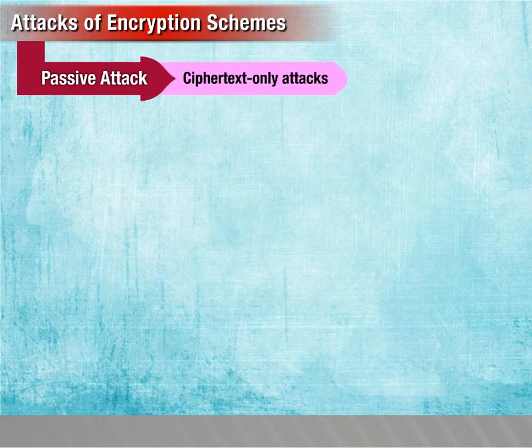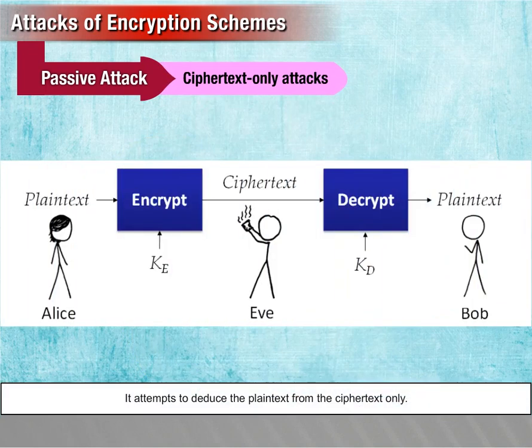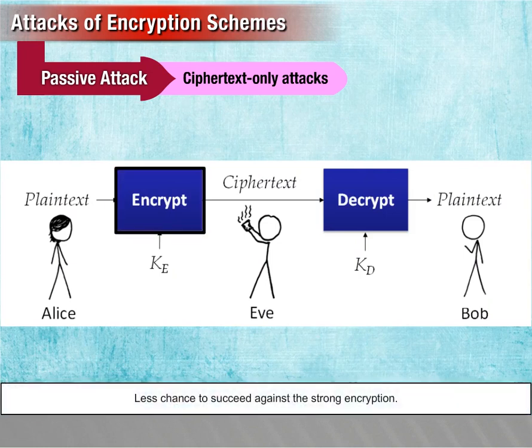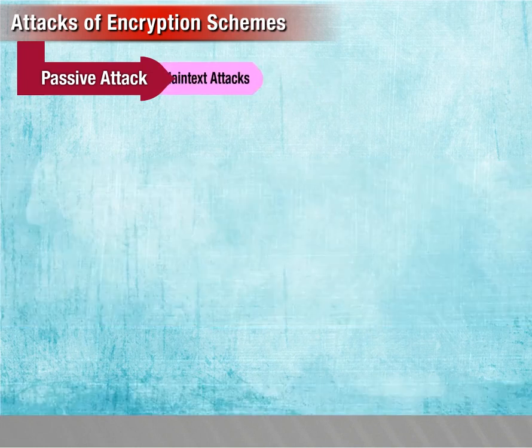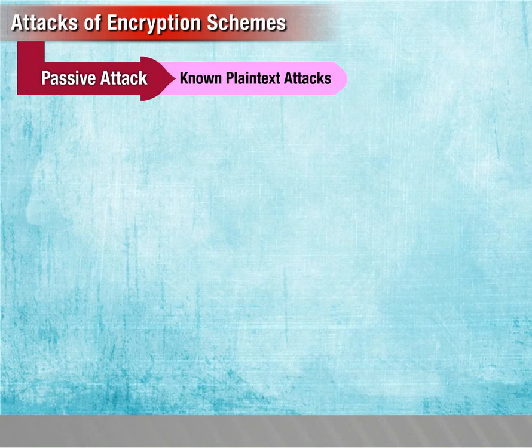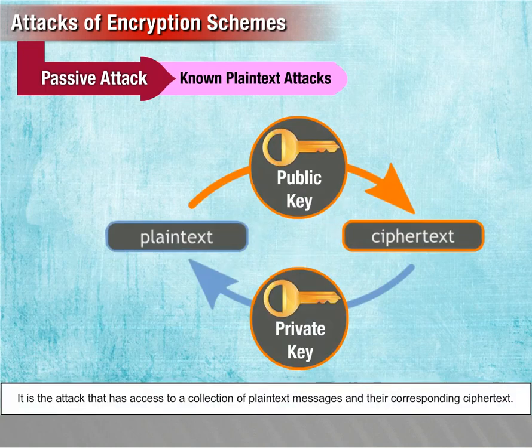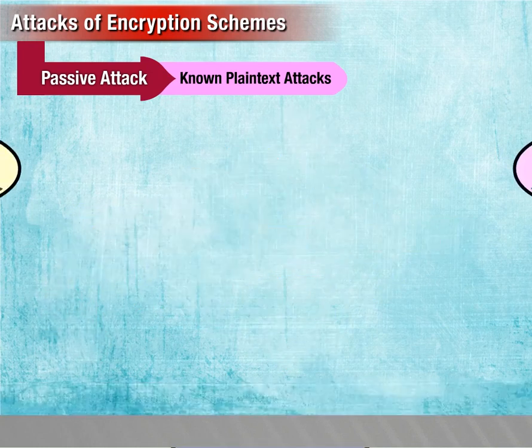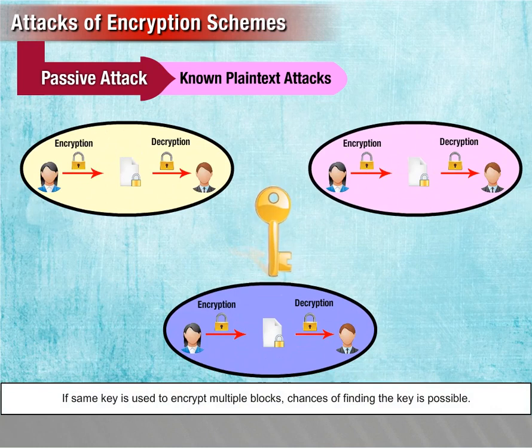Ciphertext only attacks. It attempts to deduce the plaintext from the ciphertext only. Less chance to succeed against strong encryption. Known plaintext attacks. It is the attack that has access to a collection of plaintext messages and their corresponding ciphertext. If the same key is used to encrypt multiple blocks, finding the key is possible.